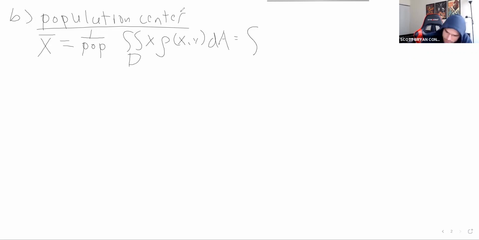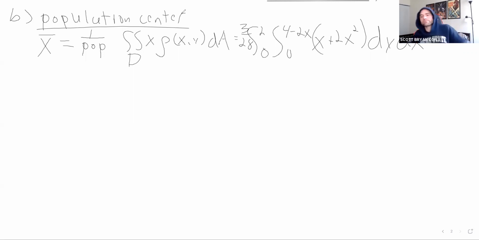And so plugging that in, we can use the same bounds for our integral. X goes from 0 to 2, y goes from 0 to 4 minus 2x. Sorry, 1 over the population's 3 over 28. And so that's x times 1 plus 2x, which is x plus 2x squared, dy dx.